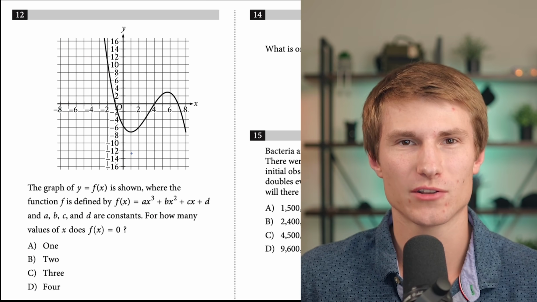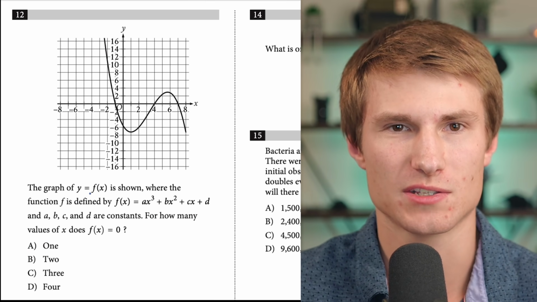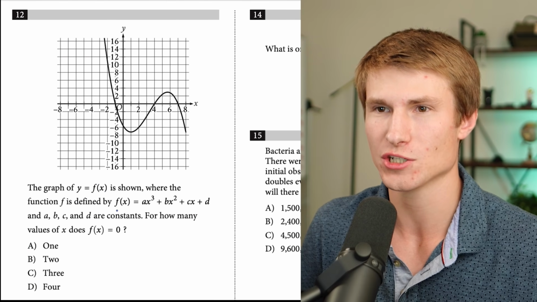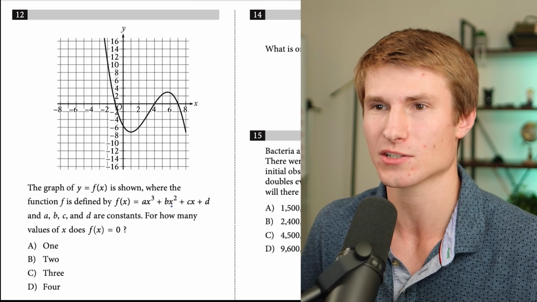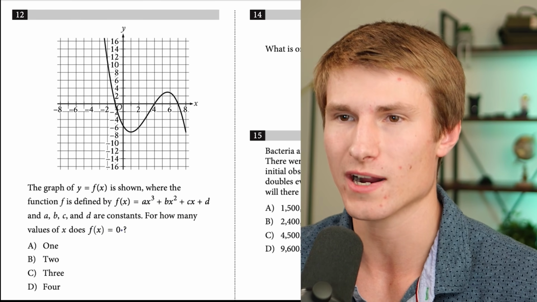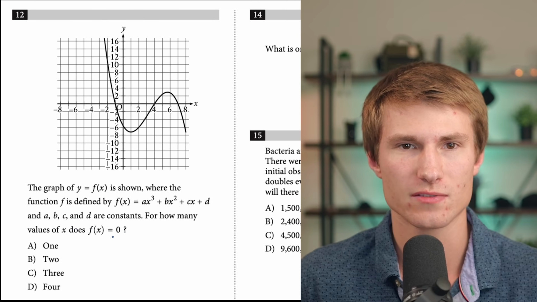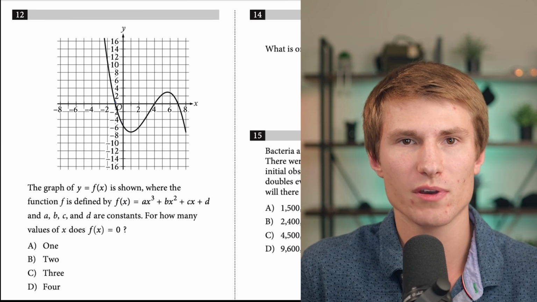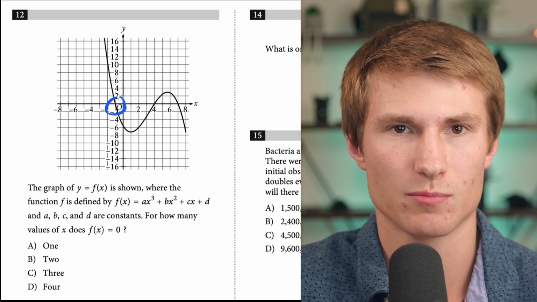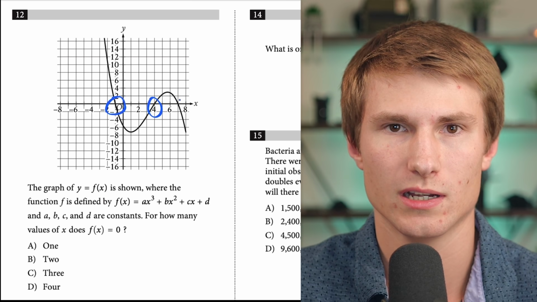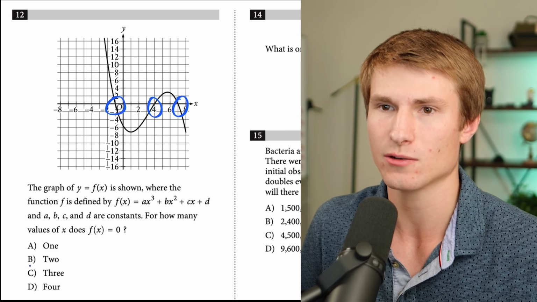Here's how to answer this polynomials question on the SAT. Question 12 states the graph of y equals f of x is shown where the function f is defined by f of x equals ax cubed plus bx squared plus cx plus d, where a, b, c, and d are constants. For how many values of x does f of x equal 0? Well, all we have to do is find where f of x equals 0 and count the number of points. We see we have one here, and one here. So our answer will be 3, which is answer choice C.